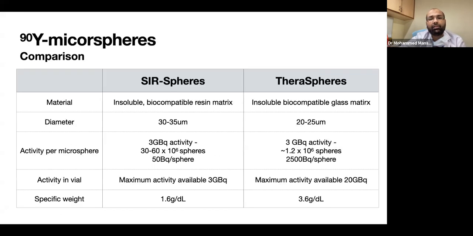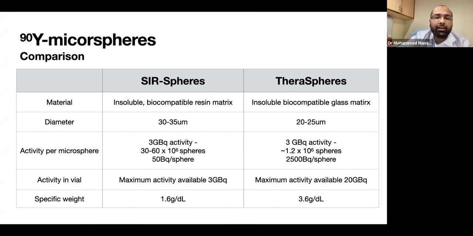And the comparison of these spheres and TheraSpheres in detail: spheres are basically made of resin matrix, whereas TheraSpheres is made of glass matrix. And spheres have a larger size compared to TheraSpheres, and the specific activity of TheraSpheres is significantly higher compared to the specific activity of spheres. And the activity per vial in case of spheres does not exceed 3 gigabecquerel, whereas the maximum activity of TheraSpheres goes up to 20 gigabecquerel, and the specific weight of spheres is less compared to TheraSpheres.